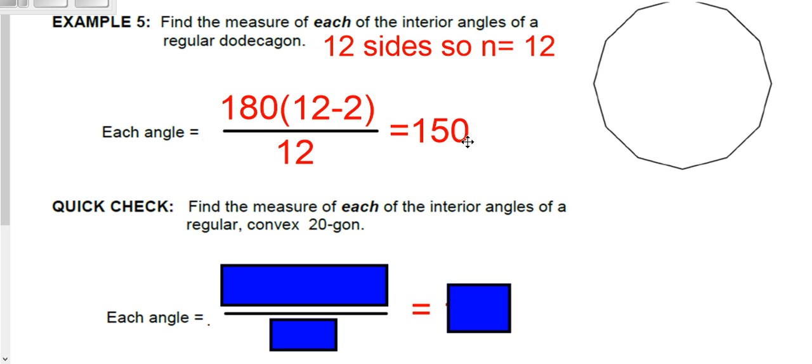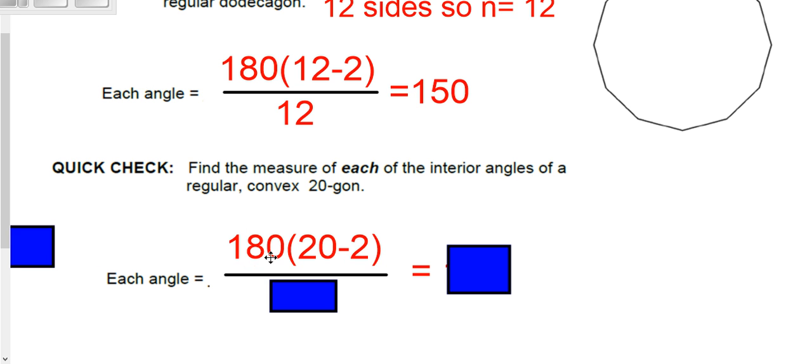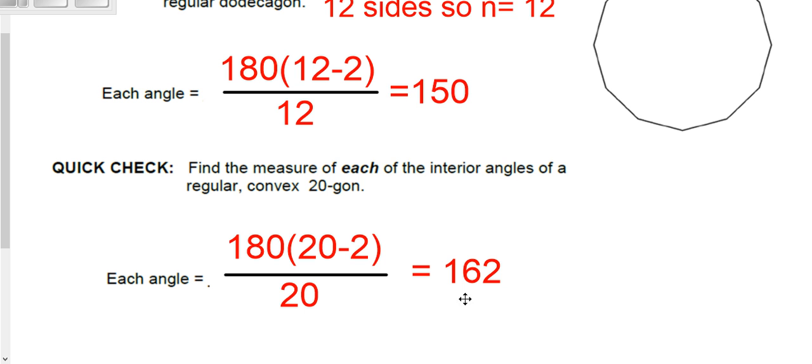You should practice that, make sure you're getting this, that you're putting it in the calculator correctly. You can try that quick check if you want. Pause the video and then check your answer. It says find the measure of each of the interior angles of a regular convex 20-gon. So each, just one of them. How much is one of them? So for a 20-gon, we're going to take 180 times 20 minus 2 and divide by how many there are, 20 of those angles. And we'll get one of those angles should be 162 degrees, each one of them.